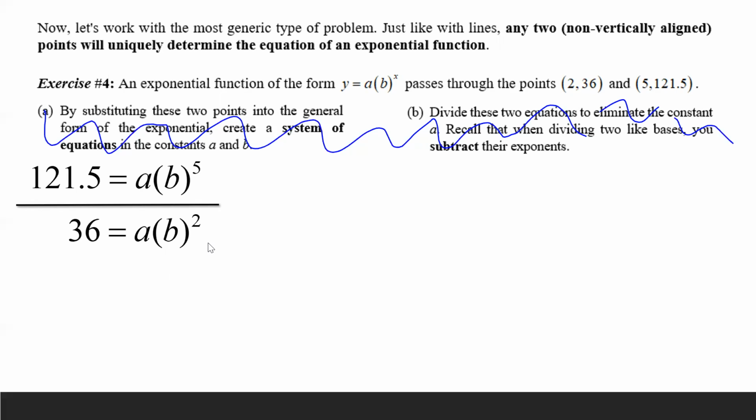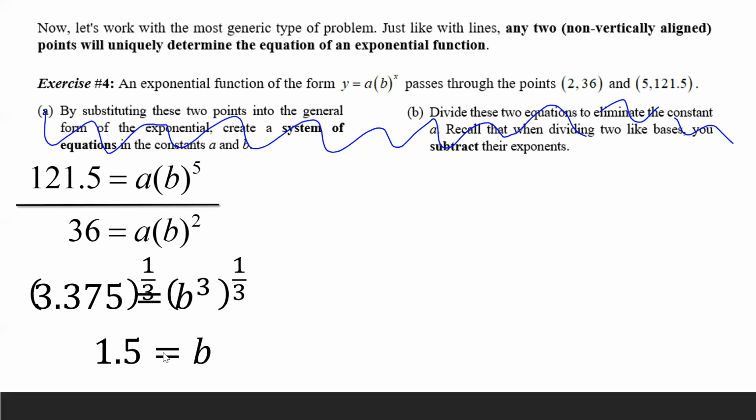Step 1, set up your system. Step 2, divide. Step 3, solve for b. So in order to get rid of b cubed, I can raise both sides to the 1/3. I end up getting that b is 1.5. Step, I think 4, we are into plugging it in and solving for a. So I picked the second equation.